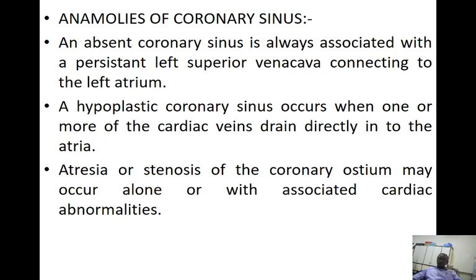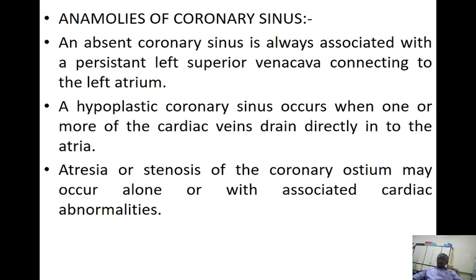A hypoplastic coronary sinus occurs when one or more of the cardiac veins drain directly into the atria. So apart from those veins which are directly draining, that is the anterior cardiac veins, the left marginal vein, venae minimae, apart from these, if some of the veins that drain into the coronary sinus also open directly into the atria, then this coronary sinus will automatically be hypoplastic, of less volume. Atresia or stenosis of the coronary ostium may occur alone or with associated cardiac abnormalities.